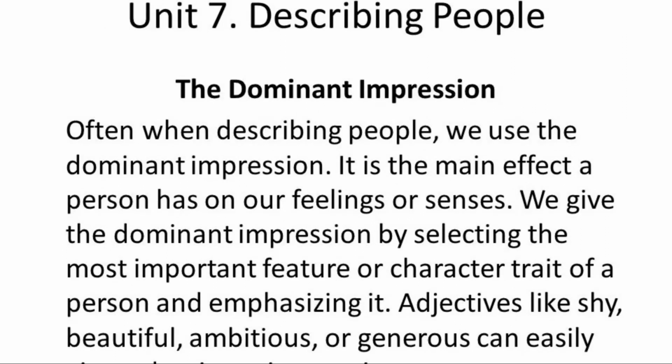Unit 7. Describing people. The dominant impression. Often when describing people, we use the dominant impression. It is the main effect a person has on our feelings or senses. We give the dominant impression by selecting the most important feature or character trait of a person and emphasizing it. Adjectives like shy, beautiful, ambitious, or generous can easily give a dominant impression.